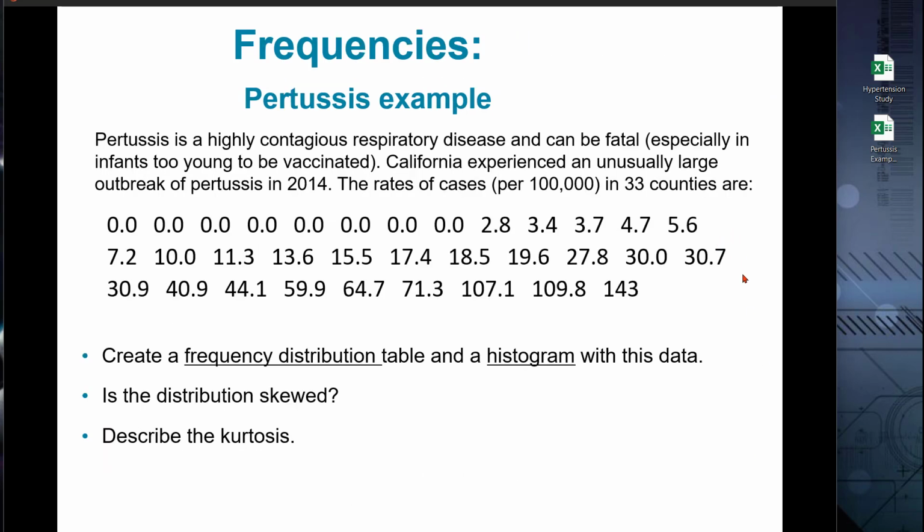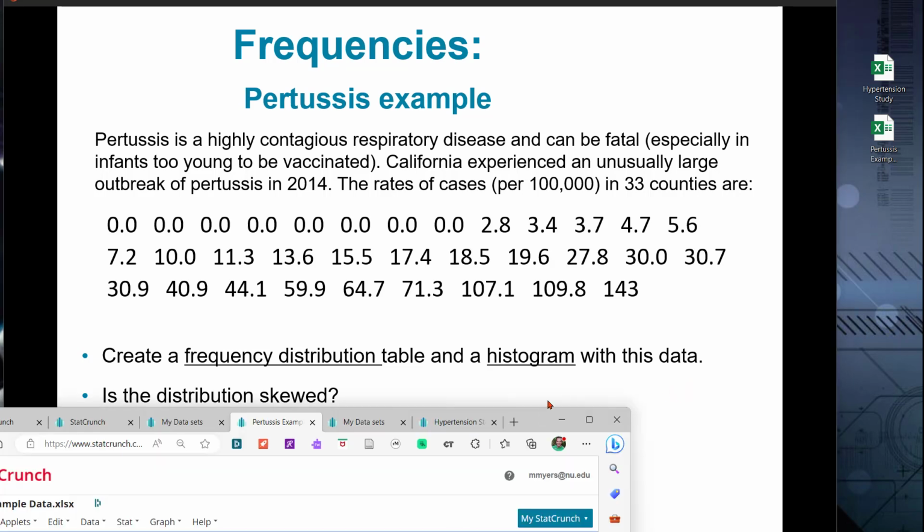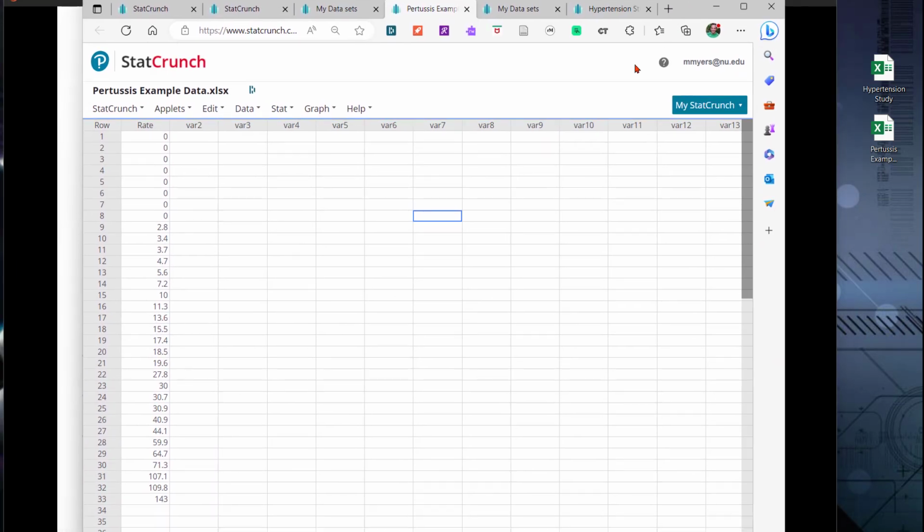OK. Let's do an example of analyzing frequency data for a continuous ratio variable by looking at pertussis case rate data in California. Here we have 33 rates to graph and evaluate the distribution in terms of its skewness and kurtosis. Once the data is loaded into StatCrunch, begin by creating a frequency distribution.